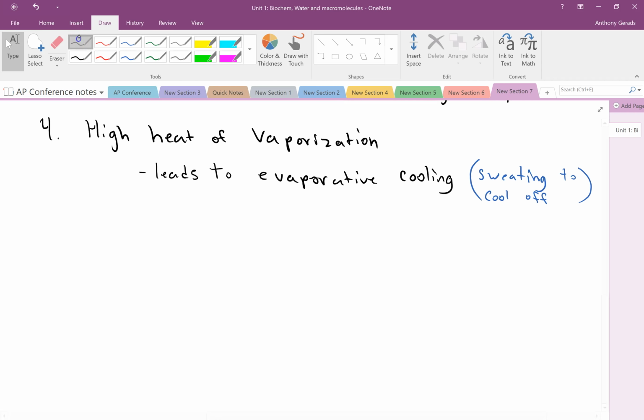We've got two more properties that we've got to talk about. All right, property number 5 is going to be a good solvent. But can water just dissolve anything? No, it can only dissolve specific things. It's good at dissolving polar substances.